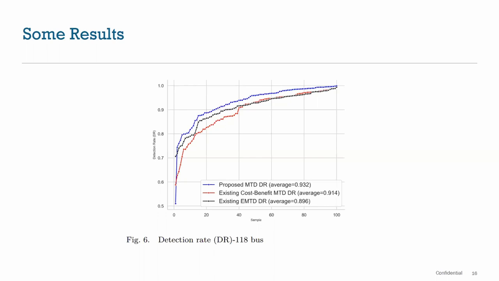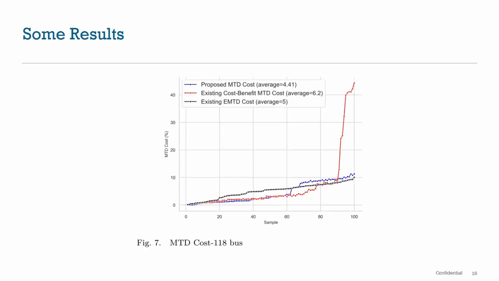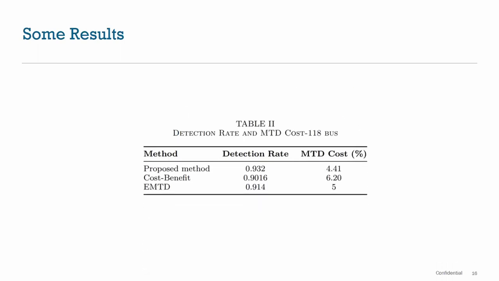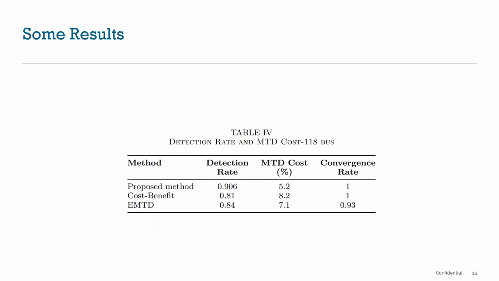But here, we have discussed the detection rate on the 118 bus system and compared with two others, the blue ones, against our proposed method. The two other ones are published in other journals, I mean, literature papers. We have reached a higher detection rate, and also better, or lower, cost than other methods. But the main important result is this table where I have brought this result.